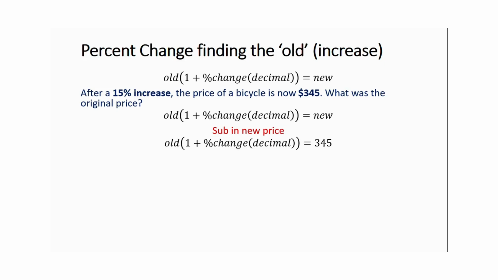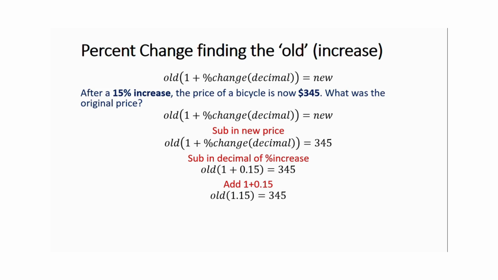Then we substitute in the decimal version of the percent. 15% is 0.15. We add what's in the parentheses. Then we divide both sides by 1.15. And we get the old is 300. So the old price was $300. Now you should always check your answer. So take that $300, increase it by 15%, and see if you get 345.